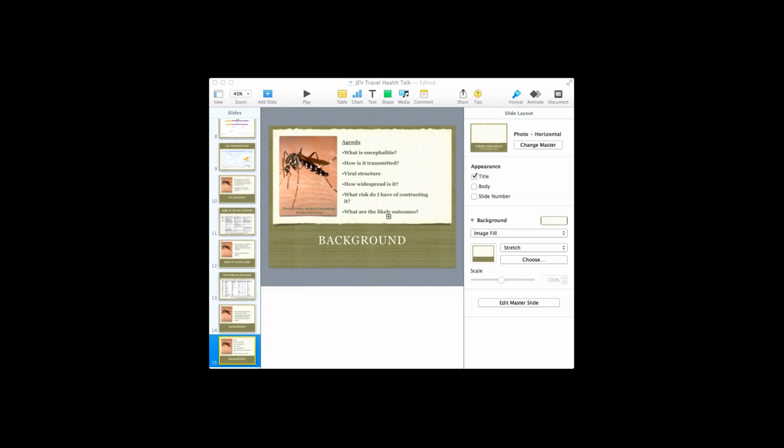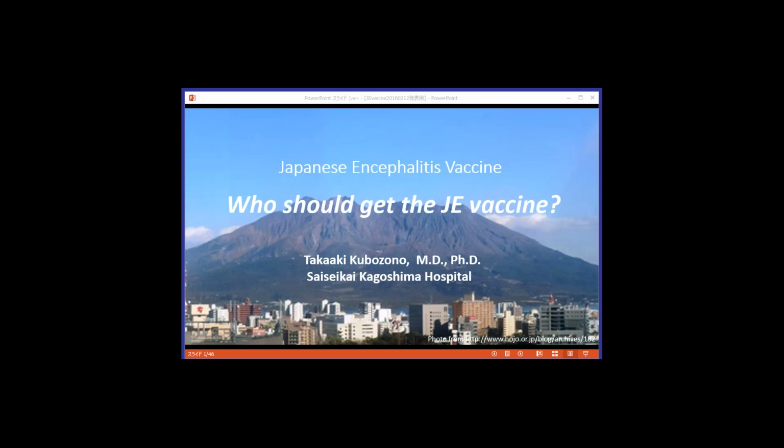Kubonozo Sensei and I are both members of the International Society for Travel Medicine. And if you go to that website, you will see the Saiseikai Kagoshima Hospital listed there. So if you're traveling and you're in Japan, if you sign up in this network as a medical doctor or as a traveler, then you can be directed to either Saiseikai Hospital or a similar center in Japan that's within this network. And in Jamaica, for us, Caribe Wellness is a part of this International Society for Travel Medicine.